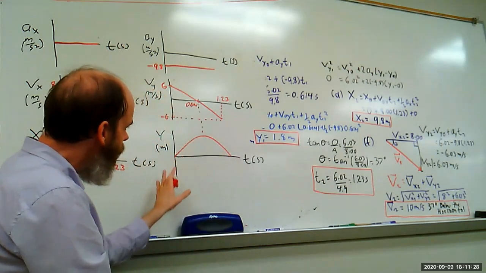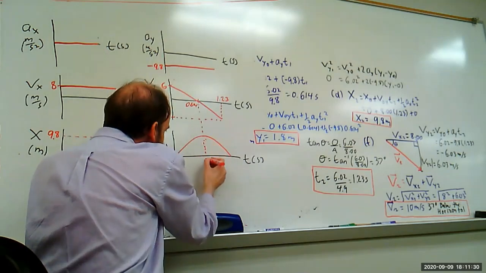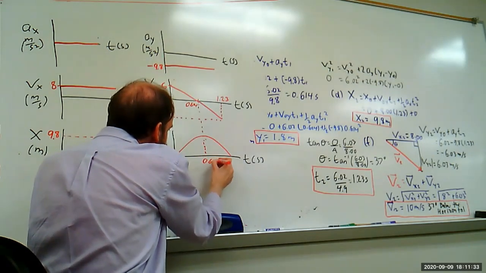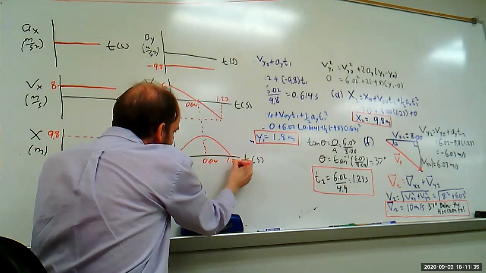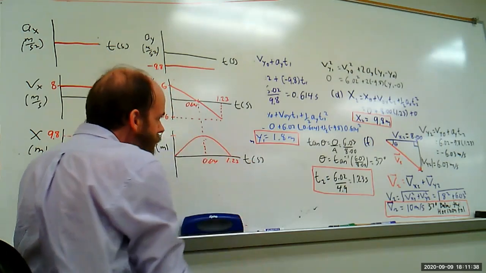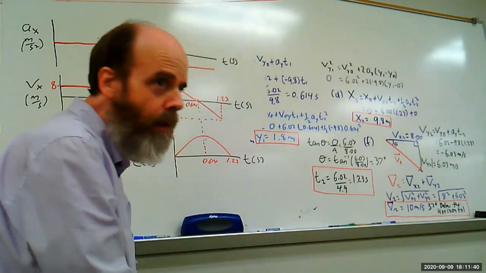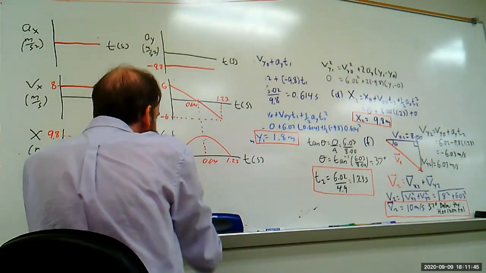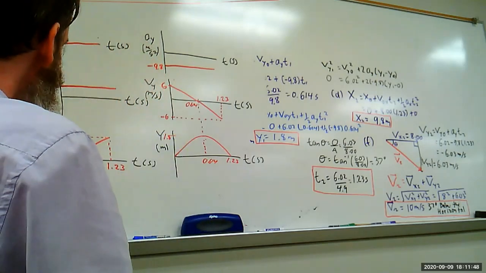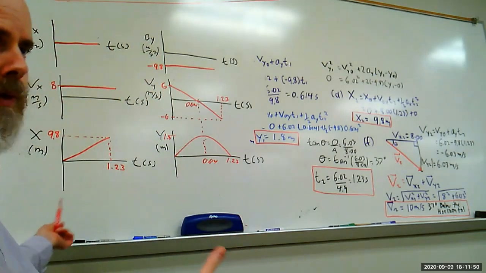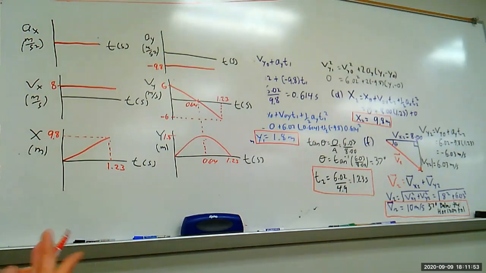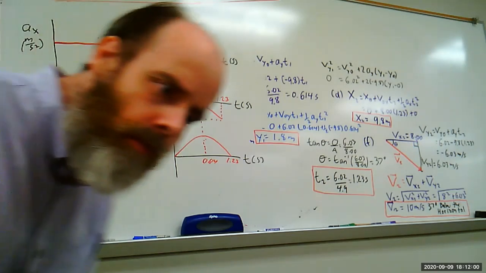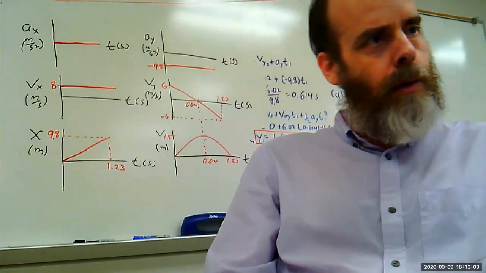So it looks something like this. It's a quadratic function. Of course, this time of the peak is 0.614. This time is 1.23, and the maximum position was 1.8. So this here is 1.8. So these are the graphs for the problem. And this is how we solve a projectile motion problem when the projectile is launched at an angle. Thank you for paying attention.